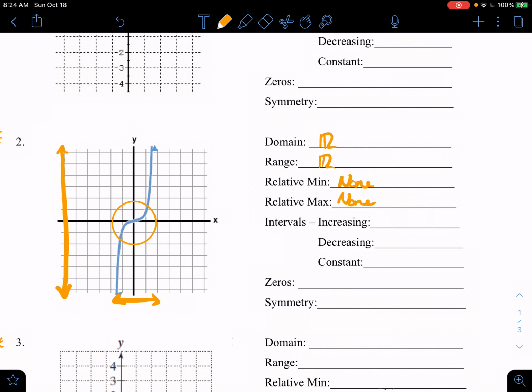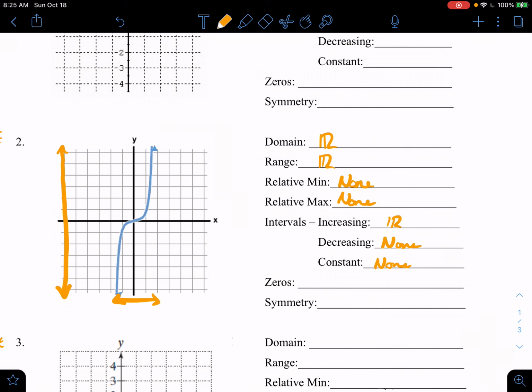Now, talking about where it is increasing, this graph actually appears to be increasing the entire amount of time. It is going up, up, up, up, up. It does slow down, but it is still increasing. So this really increases on the interval of all real numbers, right? There is no spot where it's not increasing, which means there is no spot where it is decreasing, and there's also no spot where it is constant.